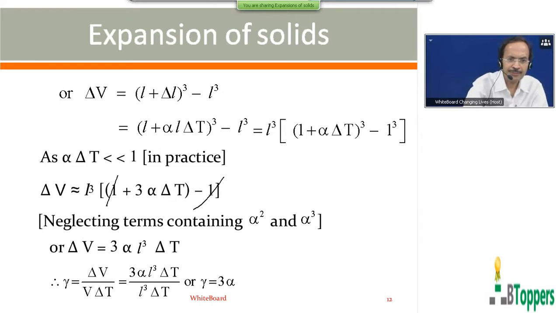So you get delta V equal to 3 alpha L cube delta T. That means we are neglecting terms containing alpha square and alpha cube in the expansion. And gamma we can write as delta V by V delta T. Delta V can be 3 alpha L cube delta T, and V, the original volume, we can write as L cube. So you get gamma equal to 3 alpha.